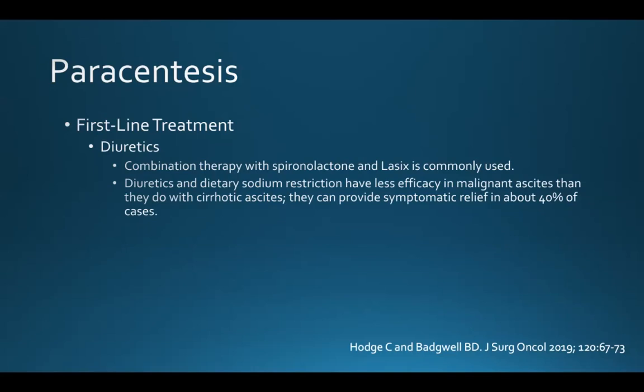Diuretics and dietary sodium restriction have less efficacy in malignant ascites than they do with cirrhotic ascites. They only provide symptomatic relief in about 40% of patients with malignant ascites.